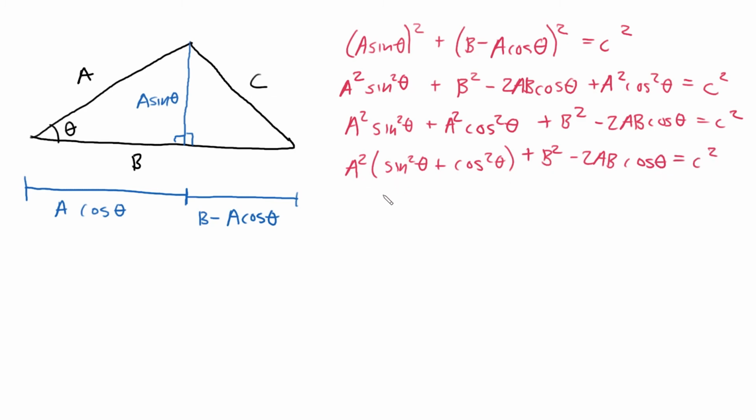So there's a trig identity that says this equals 1. So now we could say a squared plus b squared minus 2ab cosine theta equals c squared. And then this right here is the law of cosines.